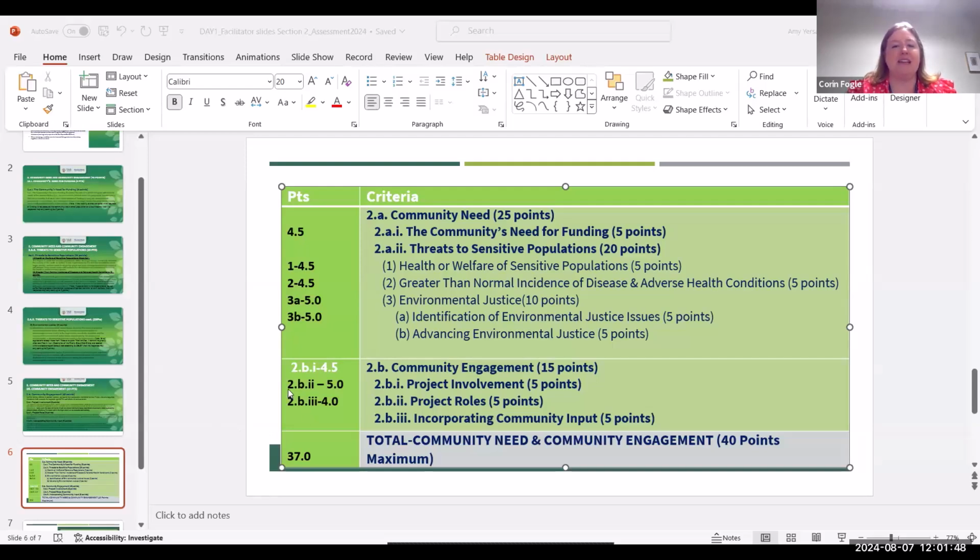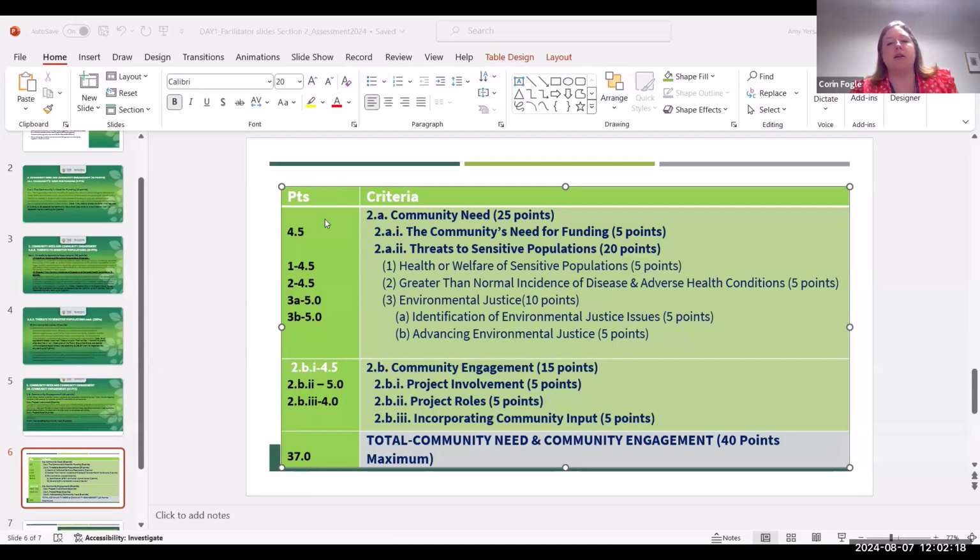All right. So we did section 2. Our total was 37 out of 40, I believe. We thought that this section was pretty good. We had started awarding 4.5s until we learned that was not something we could do. But some of our scoring is 4.5. We really thought a lot of these sections were pretty well done.